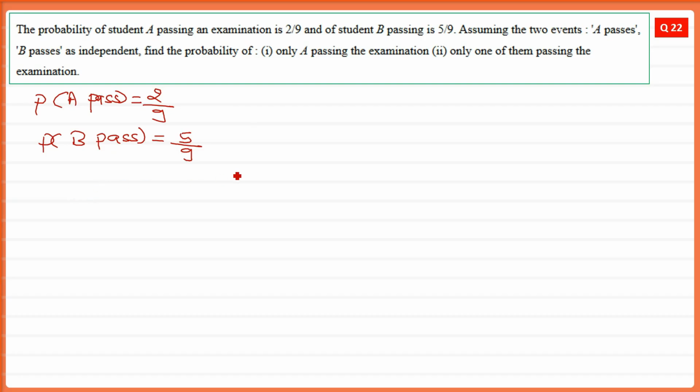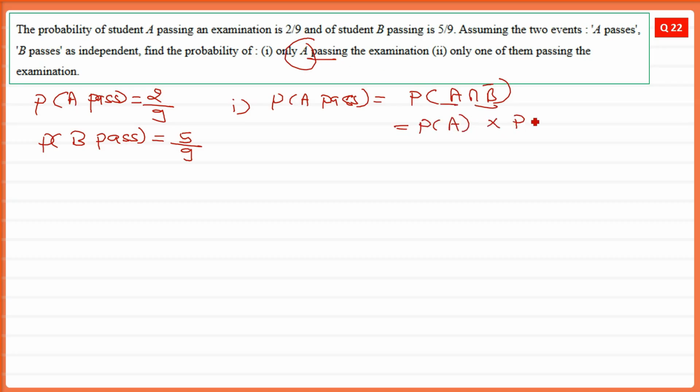So A is passing the examination means what? We'll do it here only. If A is passing the examination, B will not pass. So A passing by itself is P(A ∩ B'). A passes, B doesn't pass. So this will be P(A) multiplied by P(B'). P(A) is 2/9. What is P(B')? 1 minus 2/9. That is going to be 7/9.